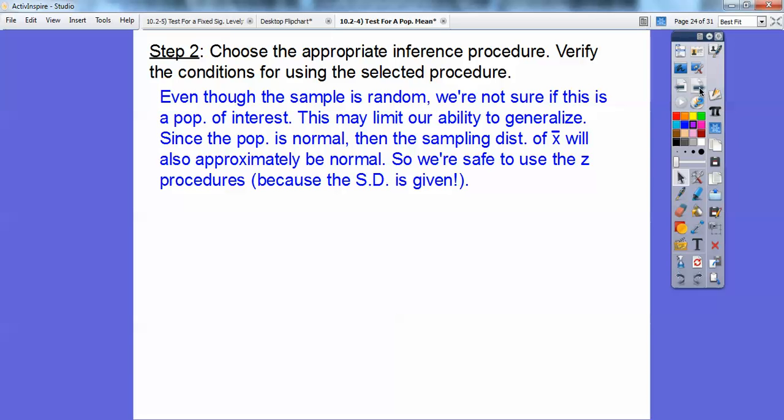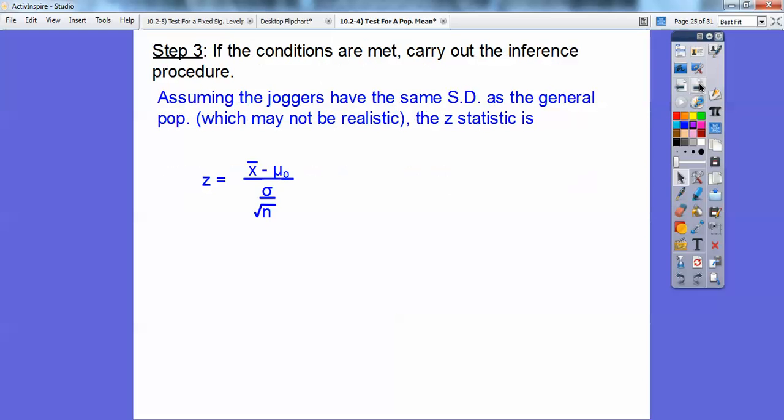So since the population is normal, then the sampling distribution of your sample mean will also be approximately normal, so we're safe to use the Z procedures. Okay, and we're using the Z procedures because the standard deviation is given. If the standard deviation wasn't given, that's the next chapter, we'd be using the T procedures, but we'll get to that later. All right, so step 3, if the conditions are met, and we just said yes, then carry out the inference procedure.